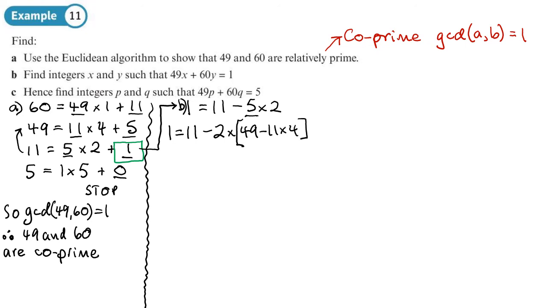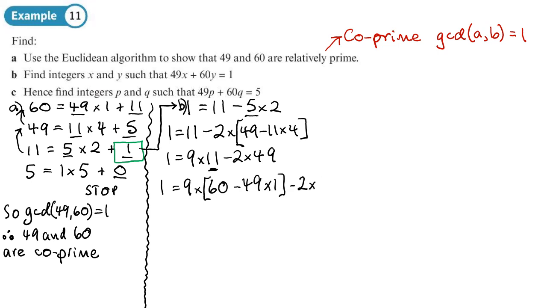like this. So remember, group together the terms before you move on. So I will have one lot of 11 here. When I multiply this bracket, I will have plus 8 lots of 11. So that gives me 9 lots of 11 minus 2 lots of 49. Then we move to the first line of working. So I replace the 11 here. So 9 times by 60 minus 49 times 1 minus 2 times 49.